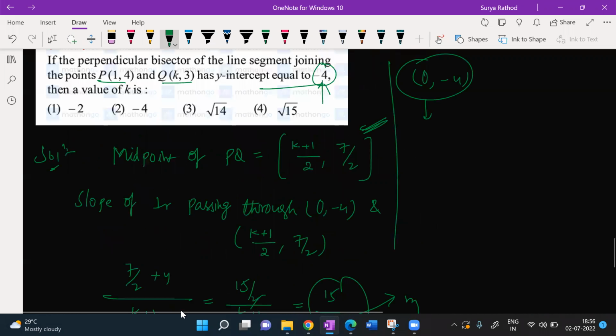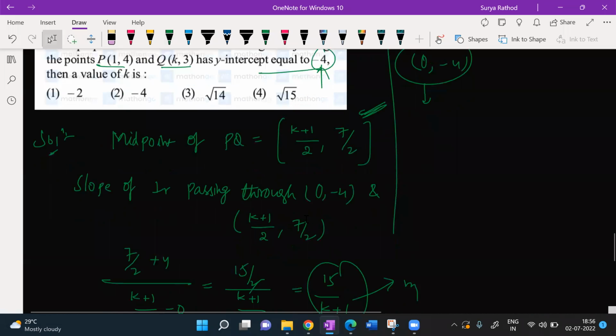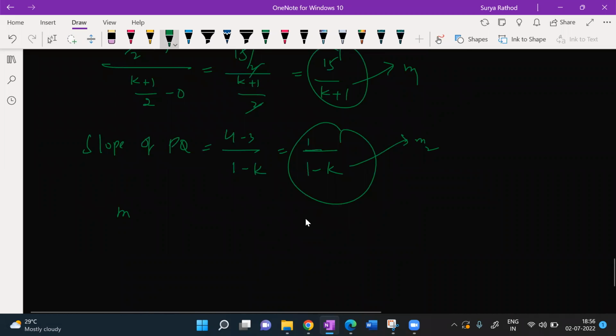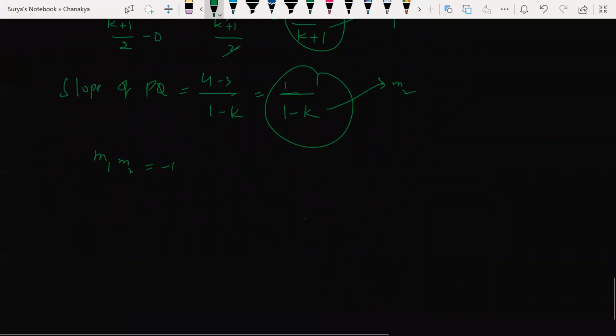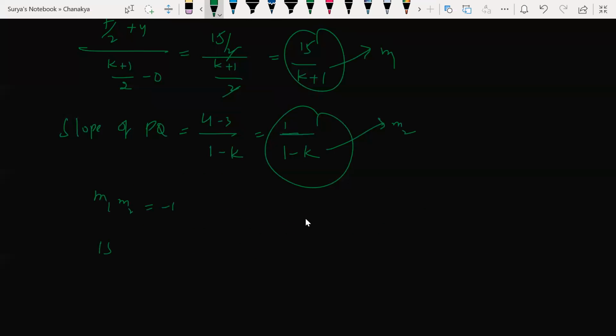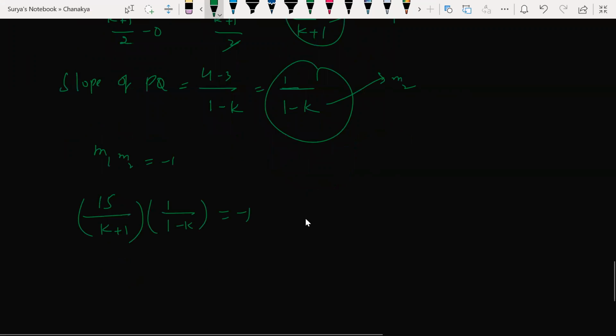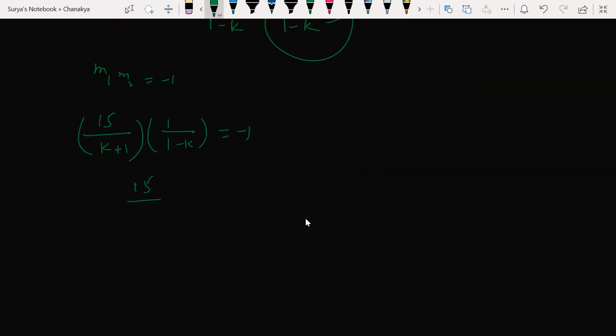Okay, he's talking about a perpendicular bisector, right? So we know the perpendicularity condition. What is the perpendicularity condition? m1 m2 is equal to -1. The product of their slopes should be equal to -1. So 15 by (k+1) into 1 by (1 minus k) is equal to -1. All right.